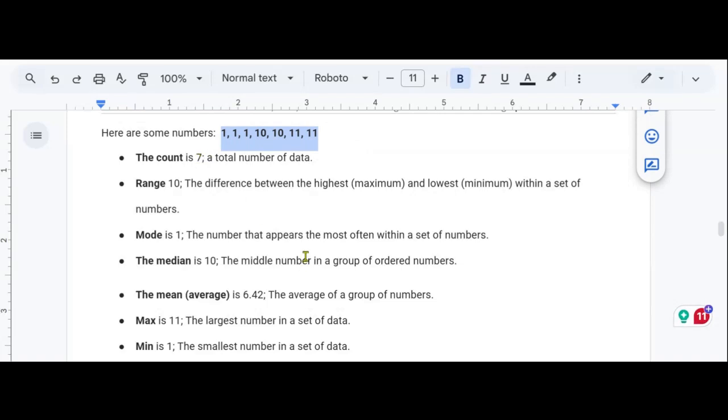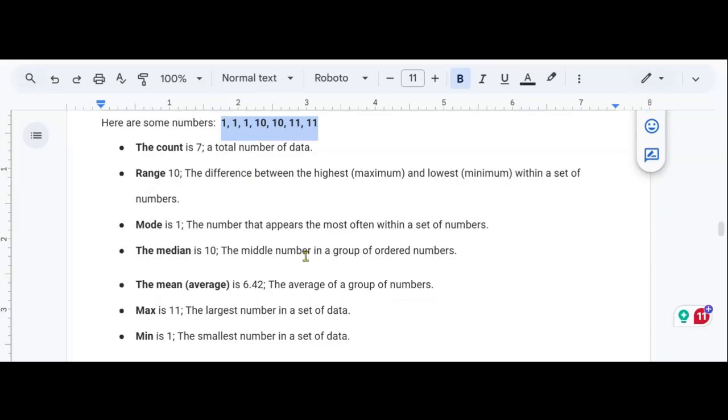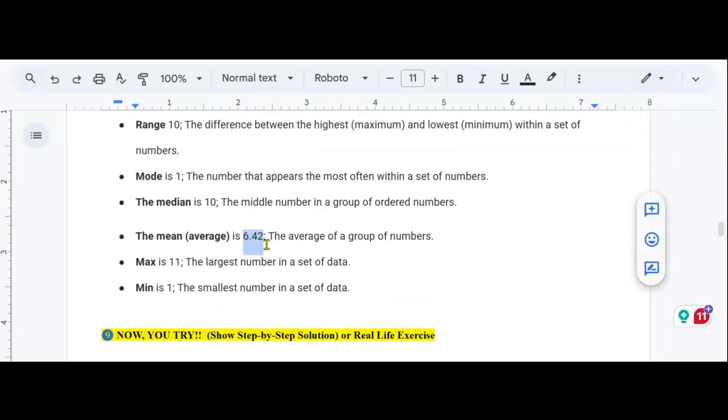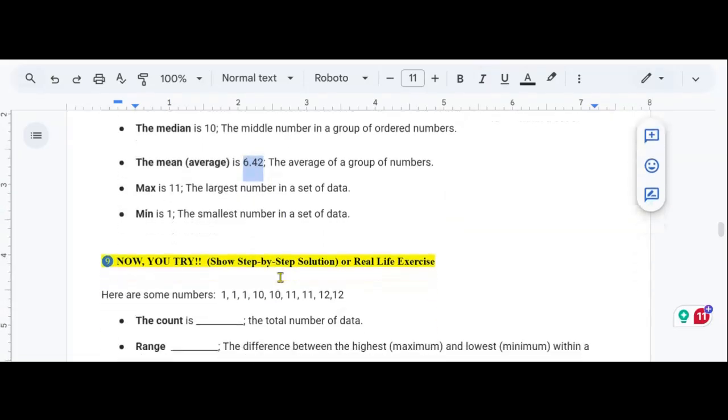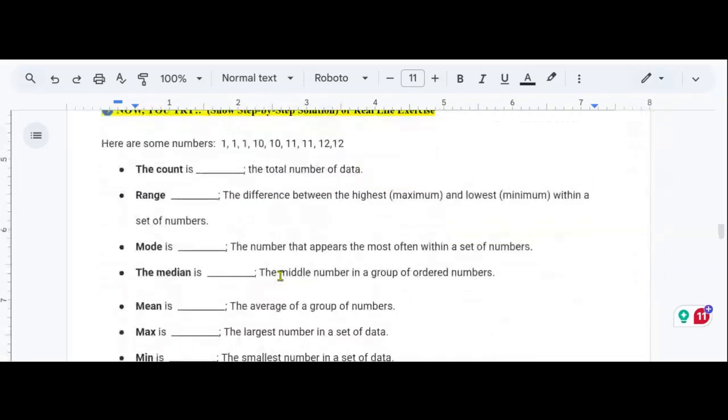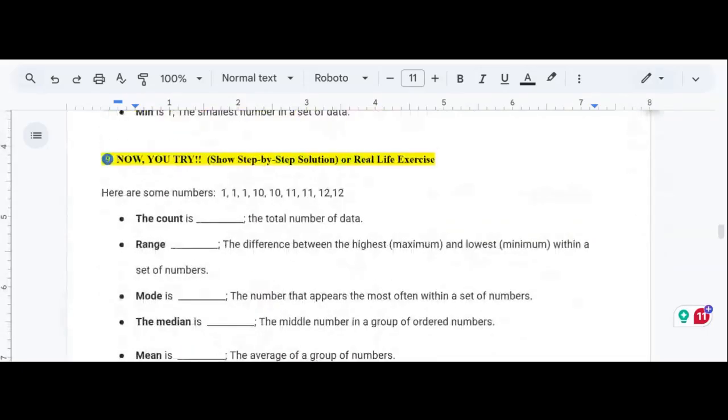So 1 plus 1 plus 1 is 3. 3 plus 20 is 23, plus 22 is 45, plus... How much? 54. Divide by 7. How much? 6.42. Now, can you do this now? You have the paper, right? You can turn the paper to the other side and then find the answer to this one.